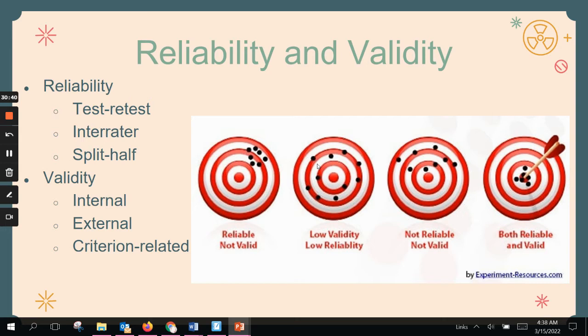And then we have validity. Validity is a measure of how accurate a test is. And what that means is that a test is supposed to be testing what it is. So if I'm taking an IQ test, then that test should actually measure my IQ, not my achievement, for example. And again, there's three different types of validity. These are a little bit more difficult to understand.